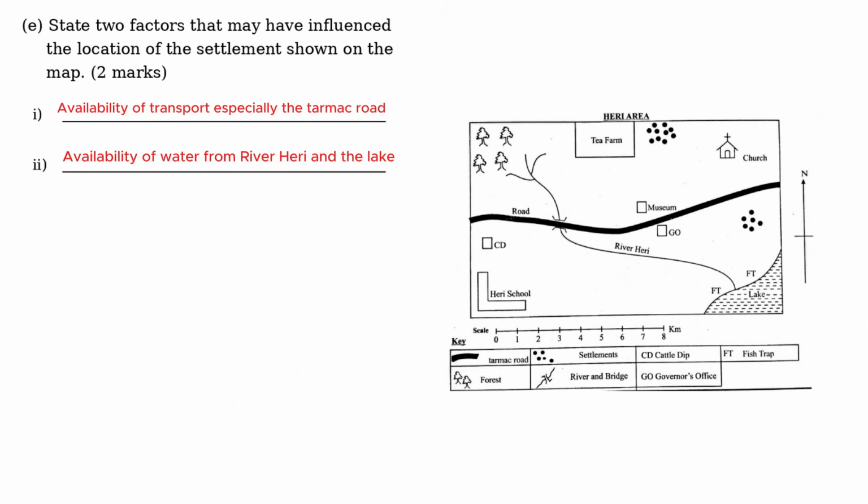Then other factors may include fertile land, employment from tea farming, maybe flat land, and fishing opportunities along the lake. So all this, you can just look and see, why would people live here? They will live here if there is a school, if there is transport, if there is land for them to farm. All these factors are going to influence settlement.